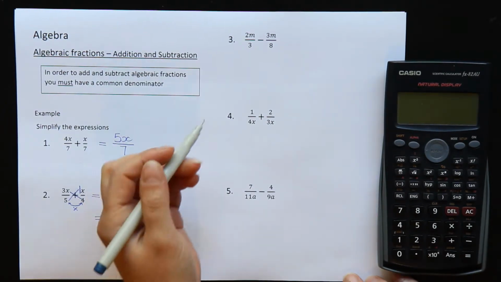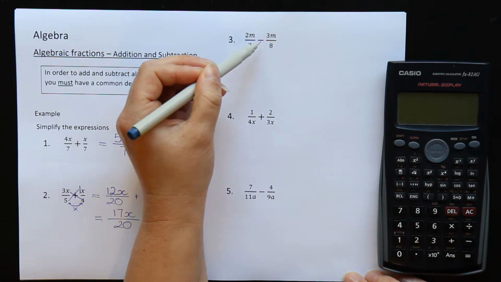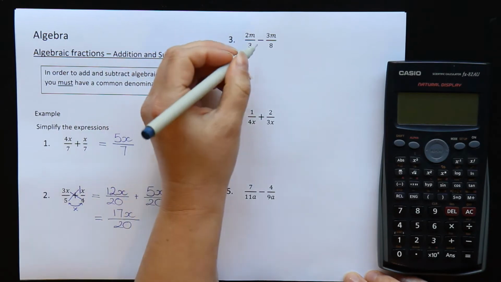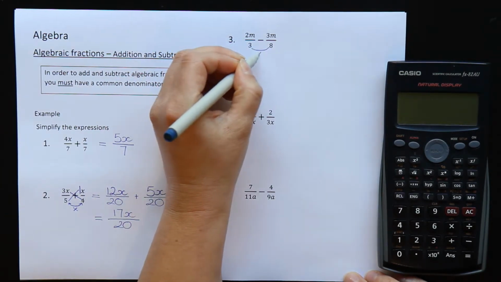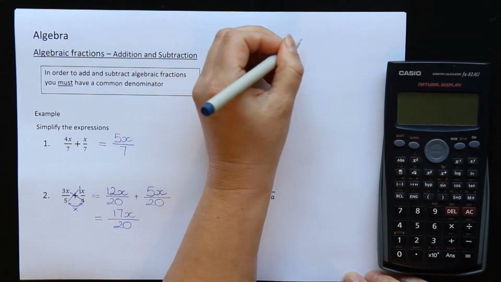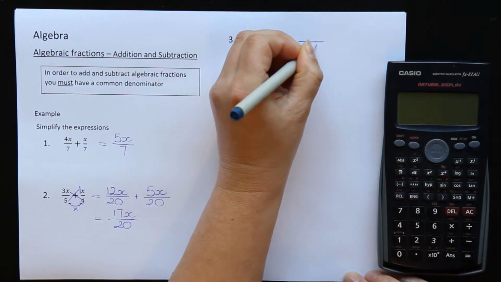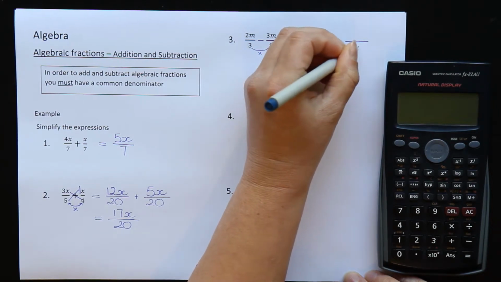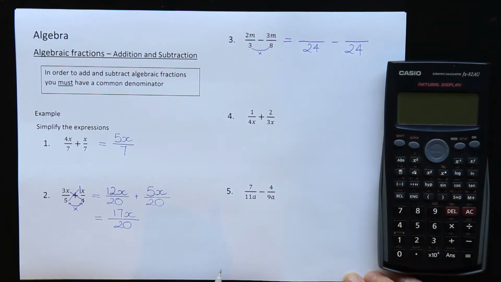Let's have a look at question 3. I have 2m over 3 minus 3m over 8. Well, if we stick to what we did last time, to get the common denominator, I need to multiply those numbers together. 3 times 8 is 24. So I need 2 fractions over here with a 24 on the bottom. This time I'm subtracting, so I have the subtract sign in the middle.